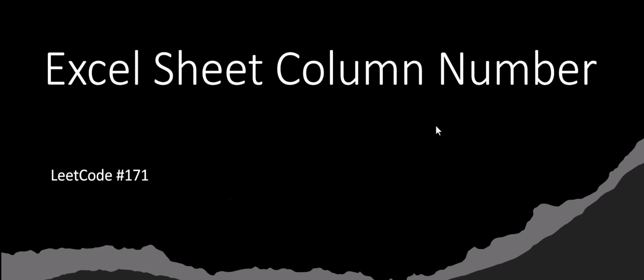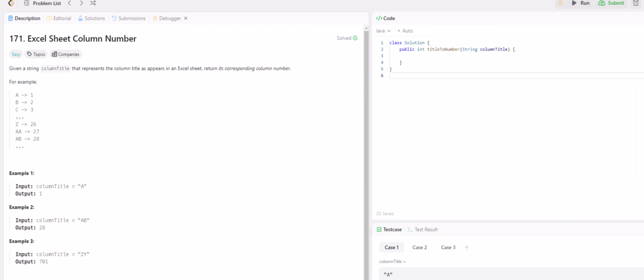Hello everyone, today we're going to be doing Excel sheet column number, which is LeetCode problem number 171. This problem states, given a string column title that represents the column title as appears in an Excel sheet, return its corresponding column number. For example, A is 1, B is 2, C is 3, all the way down to Z, which is 26. But then when you get to AA, that is actually the next column in Excel, so that would be 27, and AB is 28, and so on and so forth.